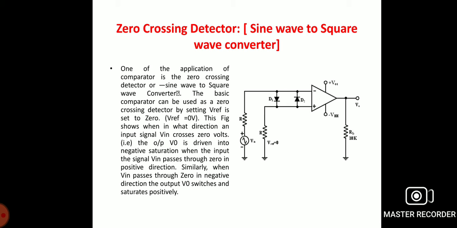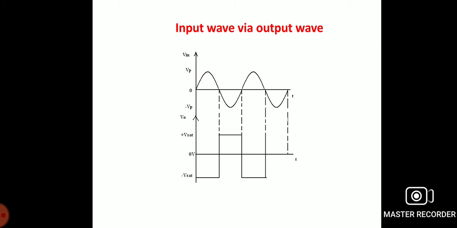Now we can see the input and output waveforms of the zero crossing detector used as a sine wave to square wave converter. So the sine wave signal is converted to a square waveform. Here are the input voltage and the saturated output voltage.